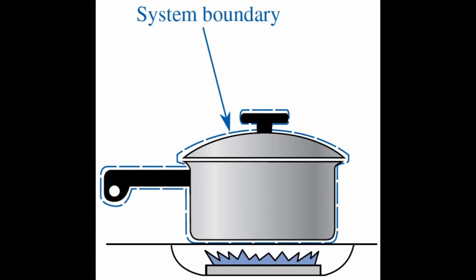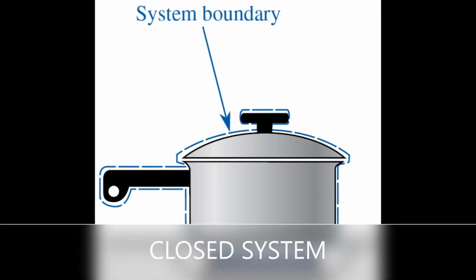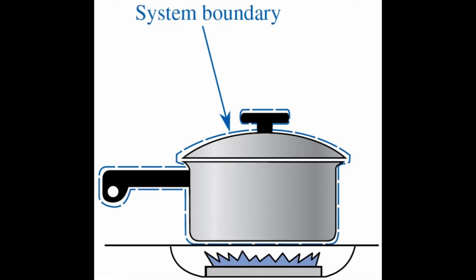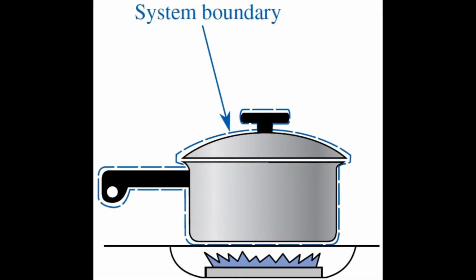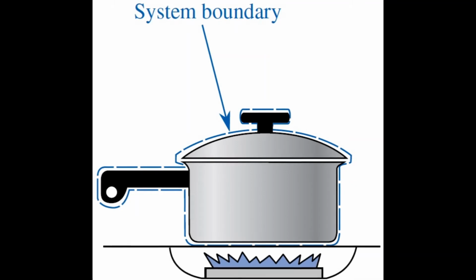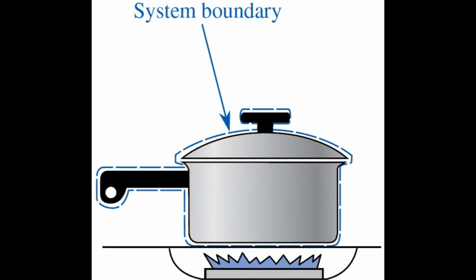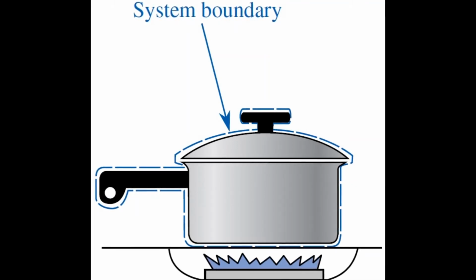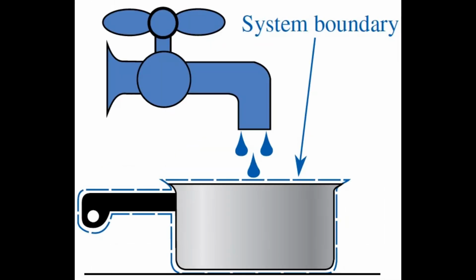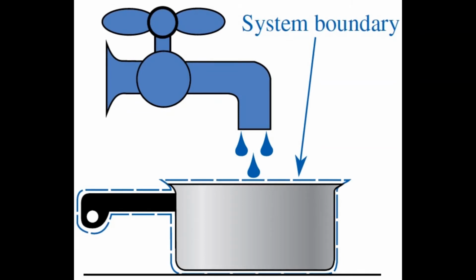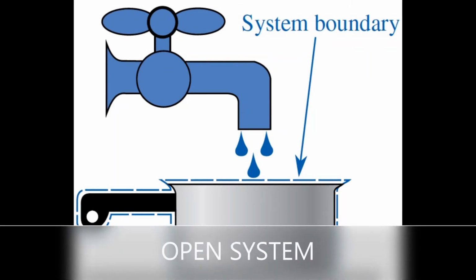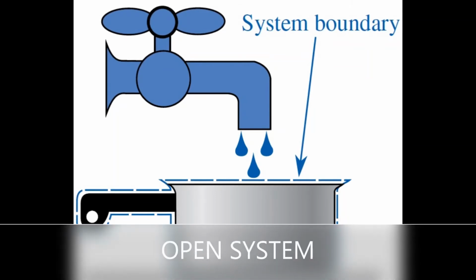Here we have a closed system, wherein the contents of the pan are closed by an airtight lid, but heat energy enters the pan from the burner. And here, water, which is mass, enters the pan by crossing the system boundaries. So here the pan is an open system.